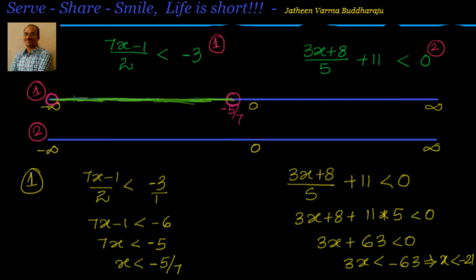Okay. Now let's look at the other side. What is the other one? x less than minus 21. Minus 21 will be somewhere. This is minus infinity again, because you are saying x less than minus 21, and minus 21 will be somewhere here because it is less than minus 5 by 7, and that is also open only. So I have to just join them.